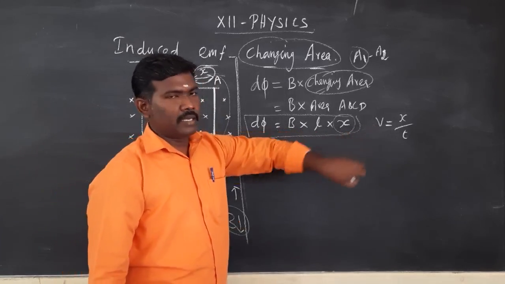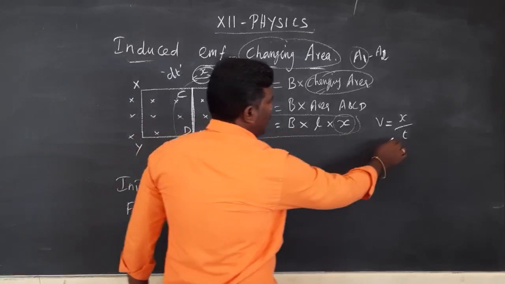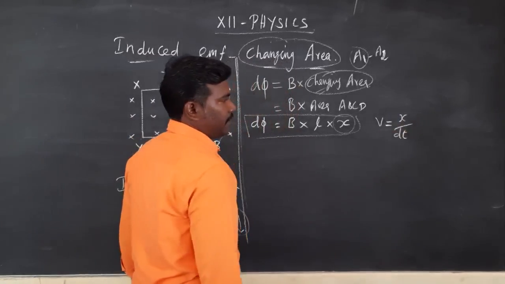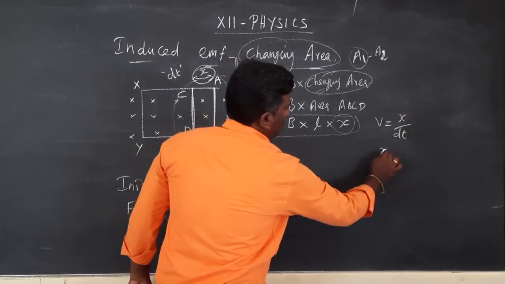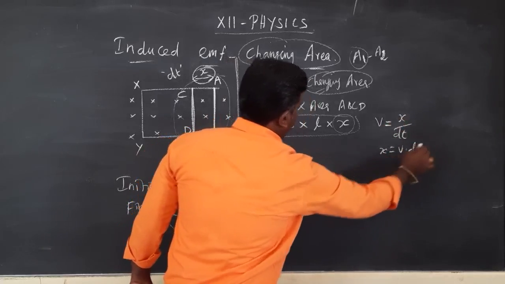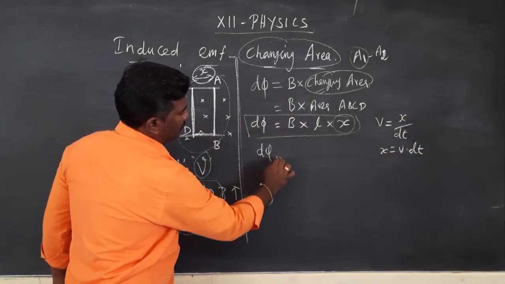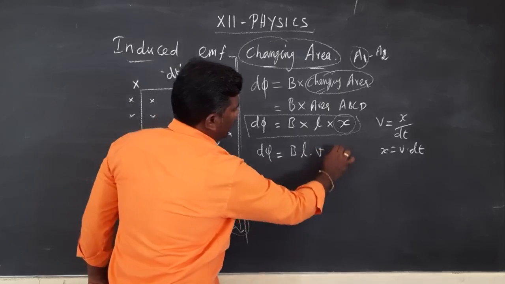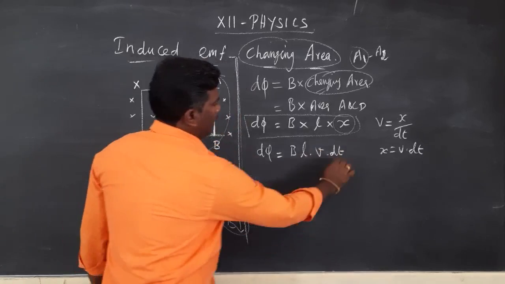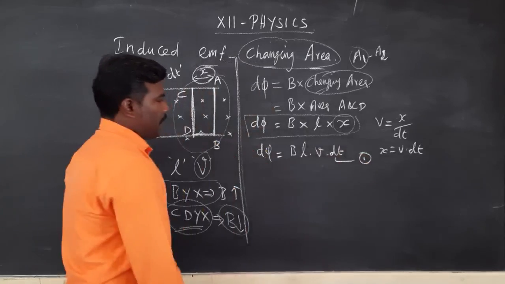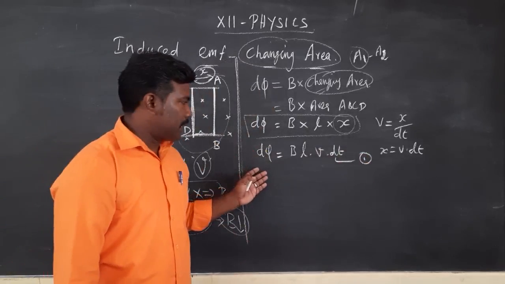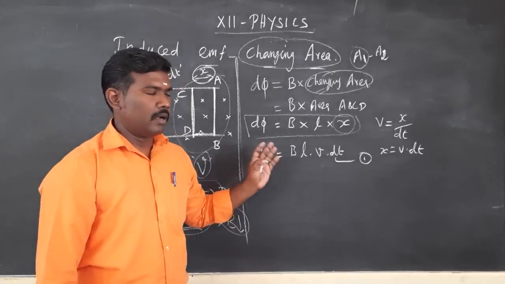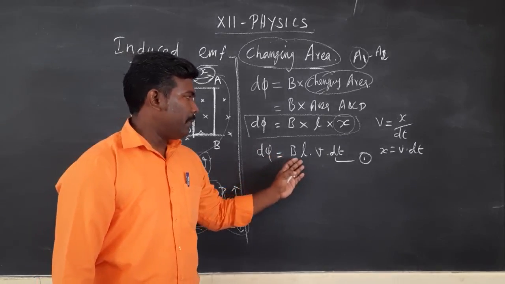Here we know the velocity of the rod, and the time taken is dt. So for x we can replace it with v into dt. So the equation becomes dφ is equal to B L v dt. Take it as equation number 1. Now we have the equation for the change in flux in the closed rectangular loop, equal to B L v dt.